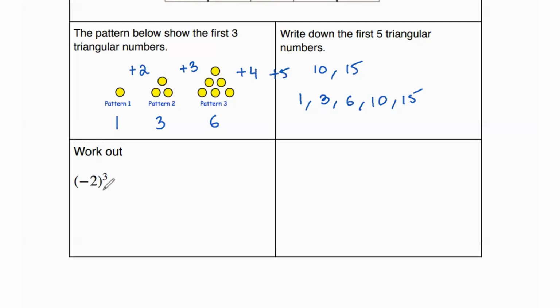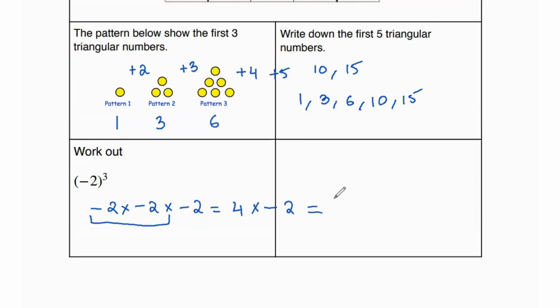Then it says work out -2 whole to the power 3. This is the third rule of indices, where if there's a power outside the bracket, you distribute it to the terms inside the bracket. Inside the bracket, we just have -2. So -2 being cubed means we're multiplying -2 three times to itself. We know -2 times -2 is going to be +4, because when you multiply two negative integers, the result is positive. So now 4 times -2.